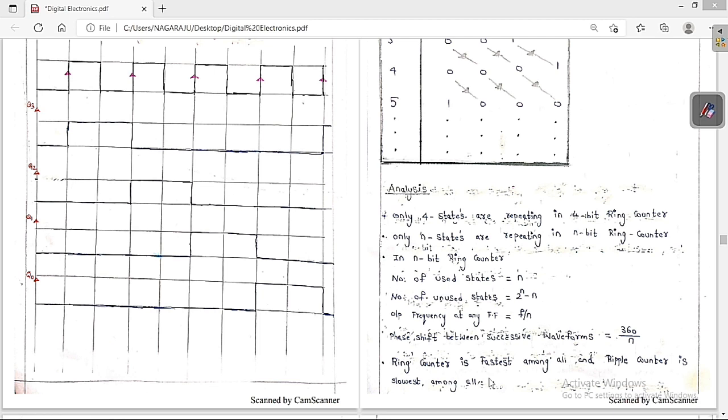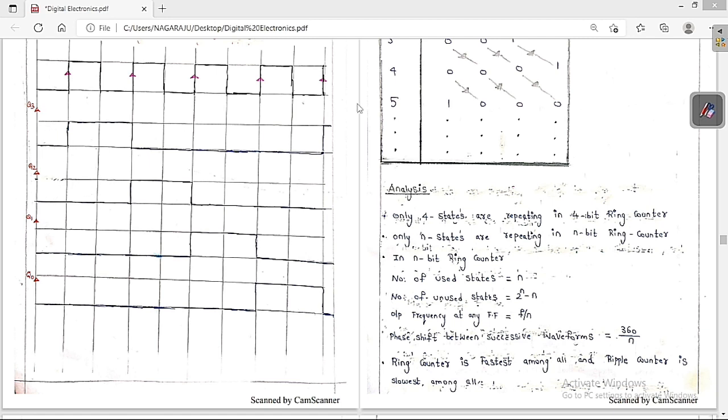So only 4 states are repeating in a 4-bit ring counter, so only n states are repeating in an n-bit ring counter. In an n-bit ring counter, the number of used states is n and the number of unused states is 2 to the power of n minus n, because 2 to the power of n is the total number of states and n is the used states. So by subtraction we get the number of unused states. The output frequency at any flip-flop is equal to the clock frequency divided by the number of used states. And the phase shift between two successive waveforms is 360 degrees divided by n. And the ring counter is the fastest among all, and the ripple counter is the slowest among all. So these are the important points that you always have to understand.